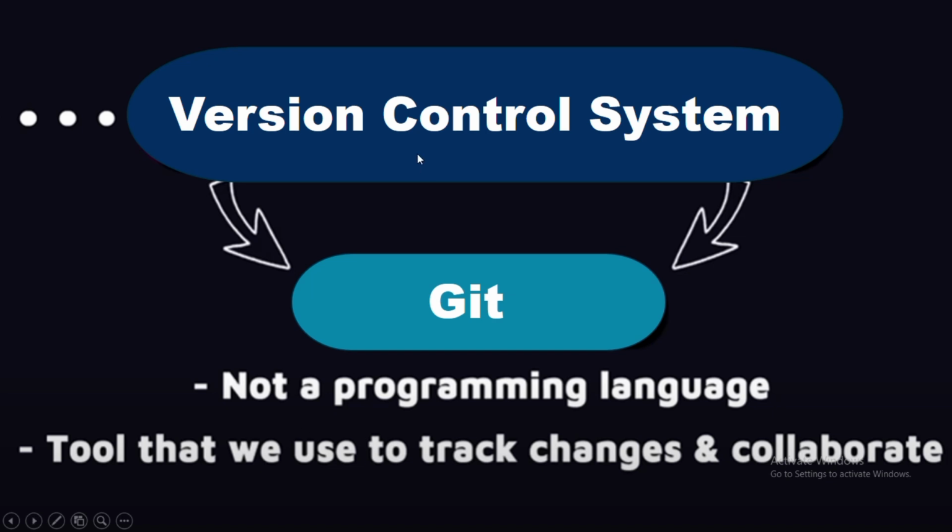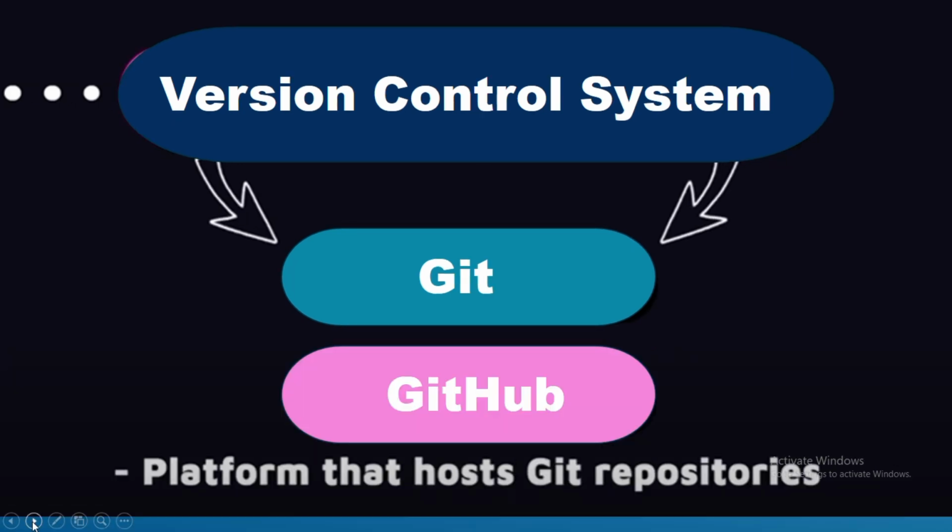Okay, so if you look there, the first thing we have is Git. Git is not a programming language. It is just a tool that we use to track changes and collaborate when we are working on projects. Now, we must talk about Git and GitHub. GitHub is just a platform that hosts Git repositories. You get it? It is where we host the remote repositories.